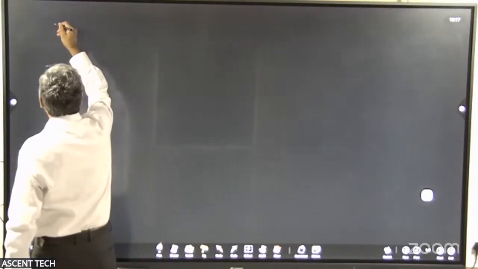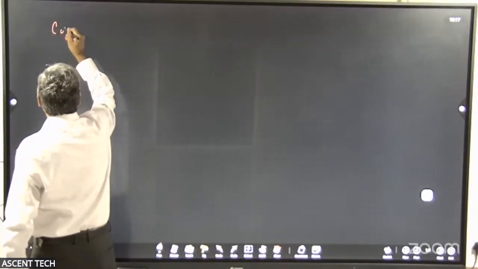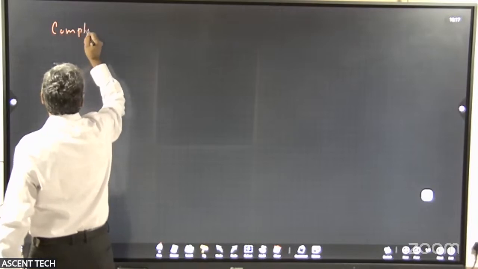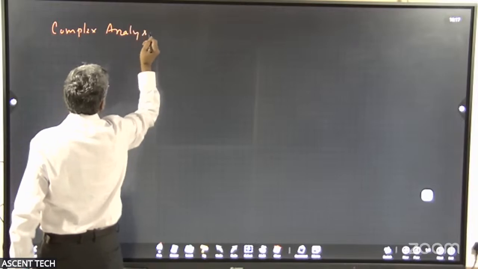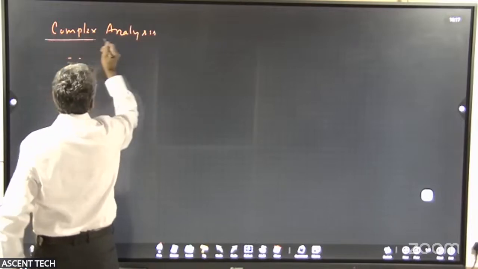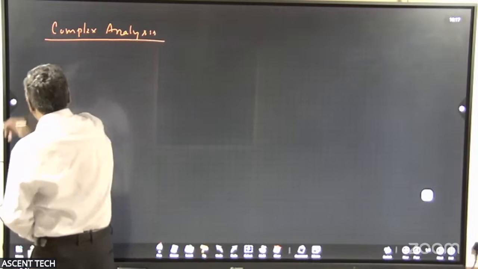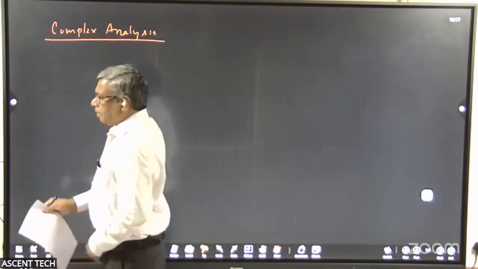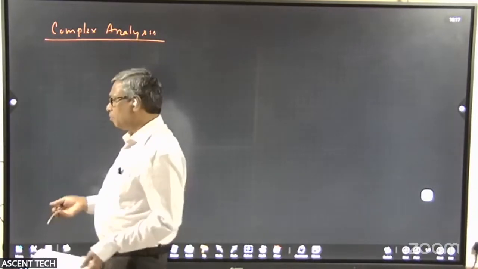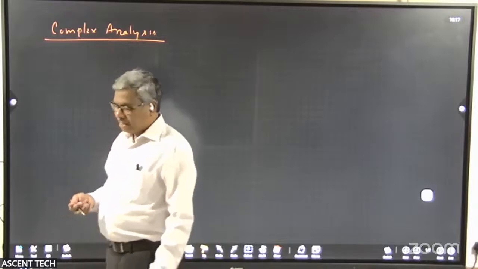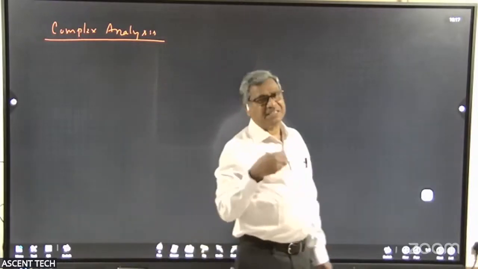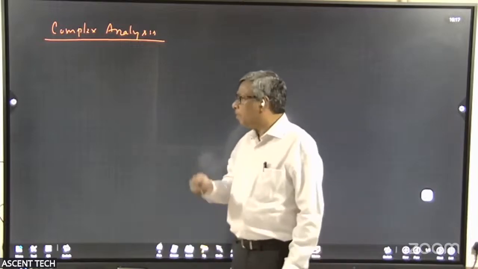Let's start our portion of complex analysis. Before I do anything, I have a few small things I want to talk about, which is the convergence of a sequence of complex numbers or a series of complex numbers. You probably know them very well.